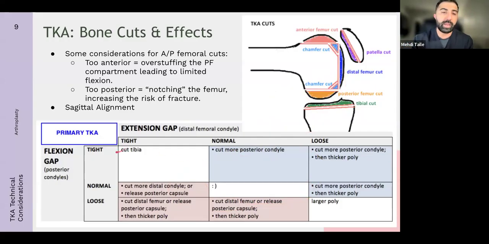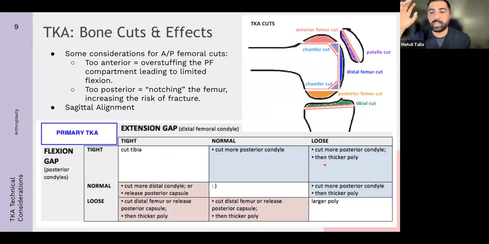So if you're tight both in extension and in flexion, you don't want to just change one cut or the other in your femur, because as we've now explained, these differentially affect your flexion or extension gap instead of both. But if you cut your tibia, that takes care of both things at the same time.